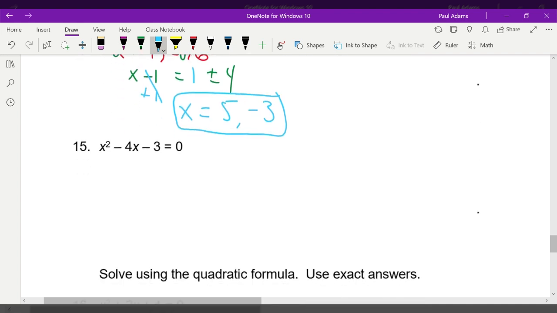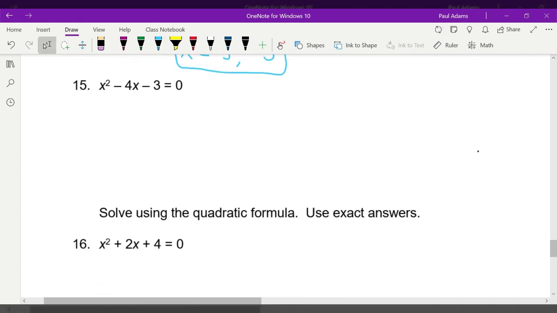Do the same situation for 15. All right? We'll start by adding 3 to both sides. So x squared minus 4x is going to equal 3. We want to divide that by 2 and square it. So we're going to end up adding 4 to the left, so we add 4 to the right. Perfect square trinomial breaks down to x minus 2 squared. That's our squared binomial, equals 7.